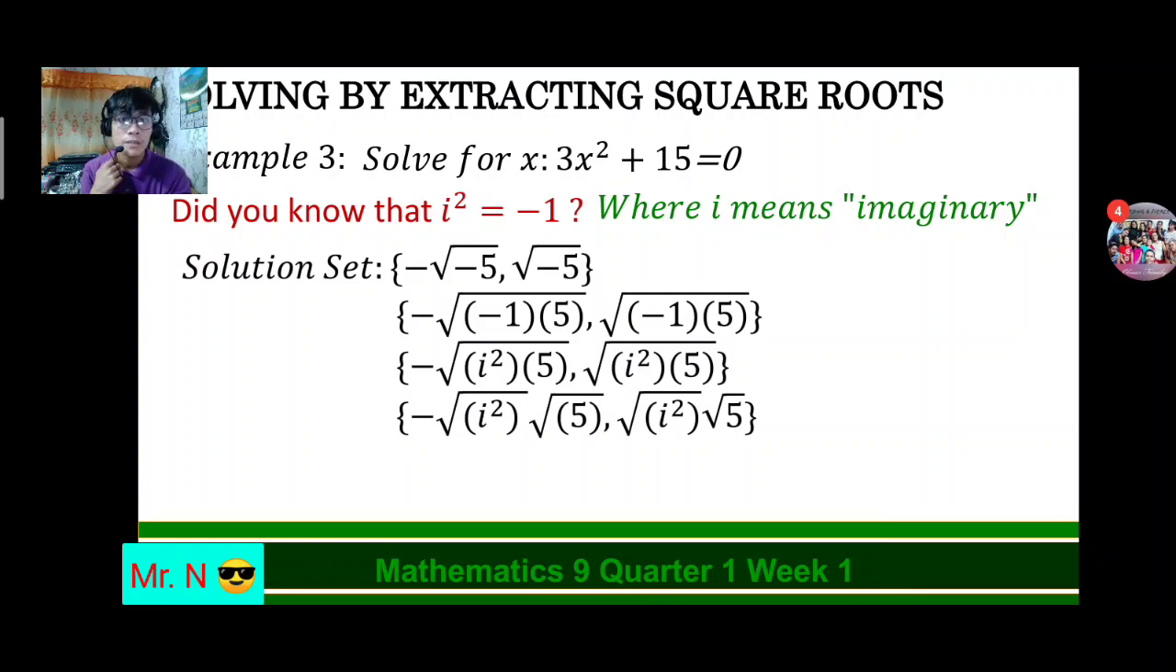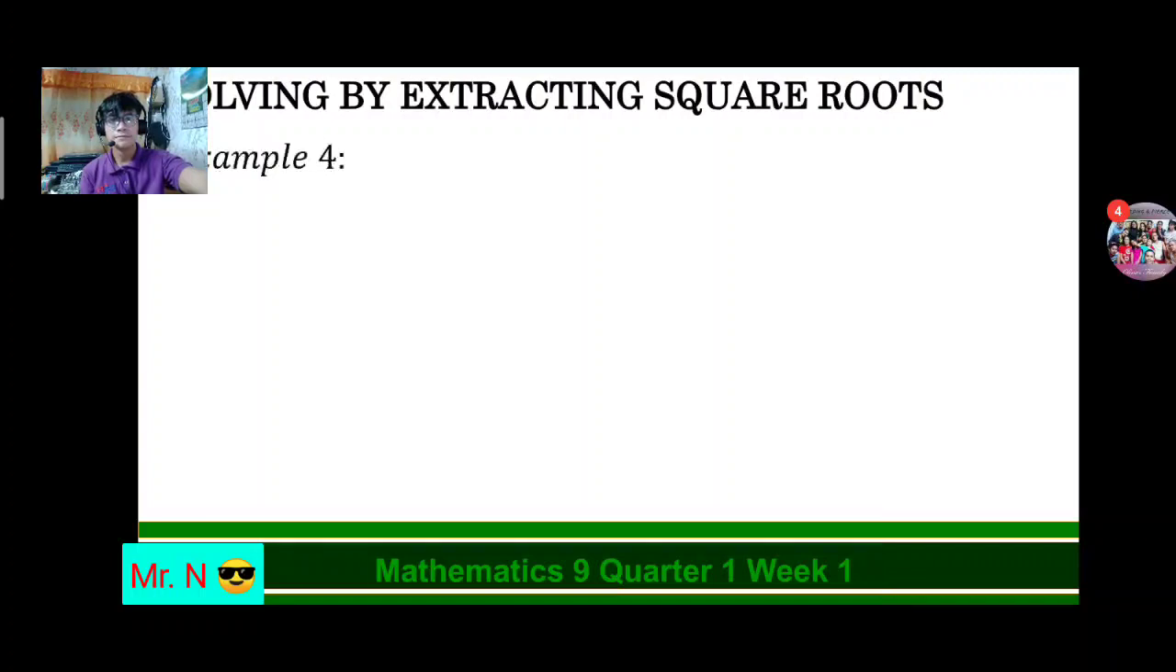And now, let's simplify. What is the square root of i squared? i. And since 5 is not a perfect square, may iwan siya sa loob. So, it will become like this. Square root ng i squared ay i. So, we have negative i square root of 5 and i square root of 5. So, our solution set is negative i square root of 5 and i square root of 5. Ito dapat yung final answer. At kapag nagpasagot ako sa inyo, ito lagi ang final answer kapag may negative sa loob ng radical sign. Okay? Sige. Let's have example number 4. Solve for x if 2x squared minus 6 is equals to 0.